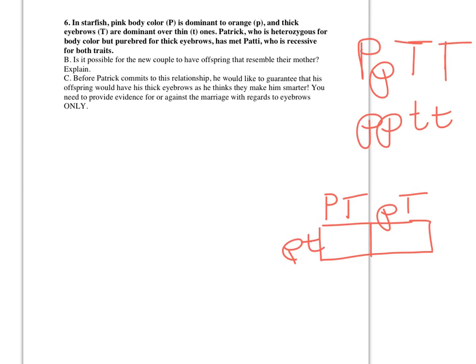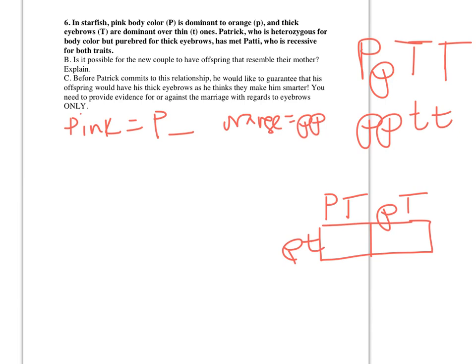Okay, here we go. So here's the next one. I hope you guys can see this, the starfish, Patrick Star. If we read the directions, pink body color, P, is dominant to orange. So that means anybody who's pink is big P blank, right? And the only way you can be orange is little p. So that tells us right off the bat.